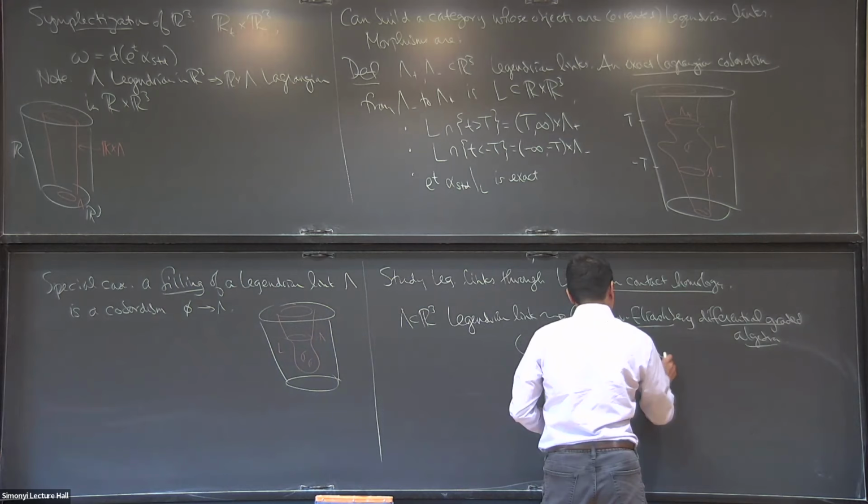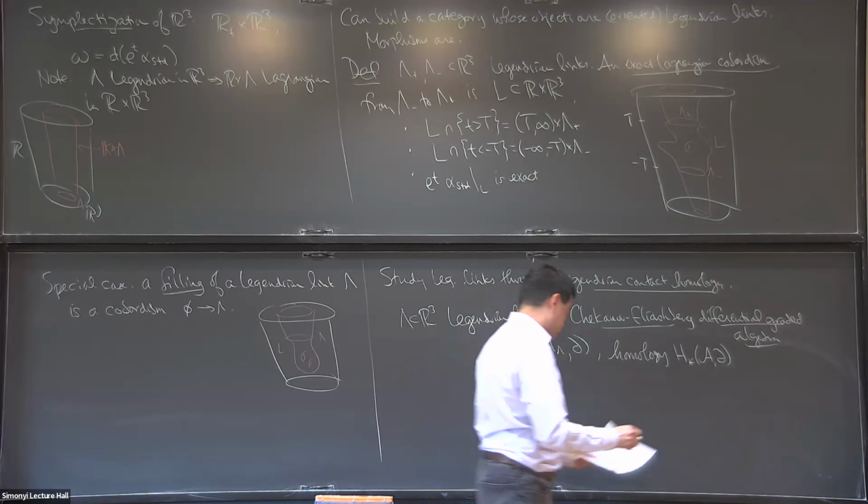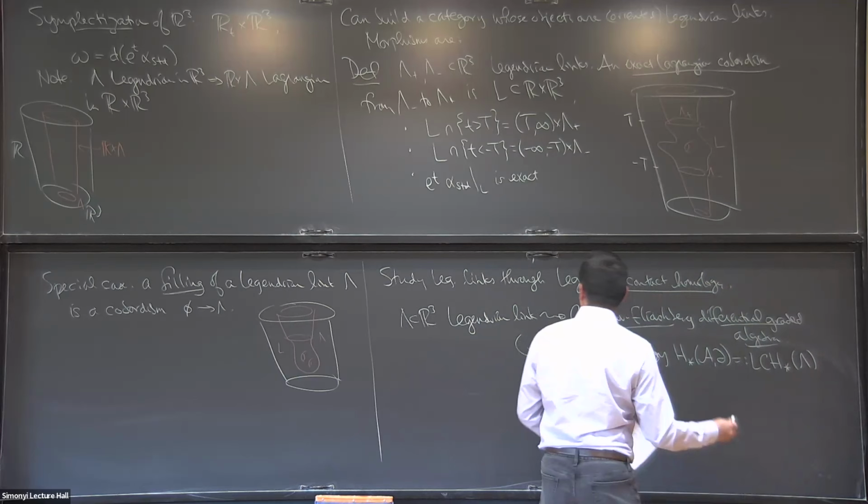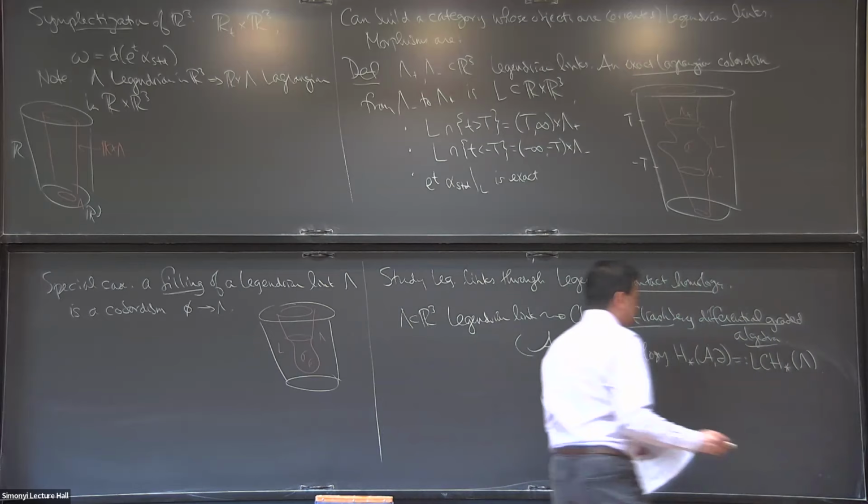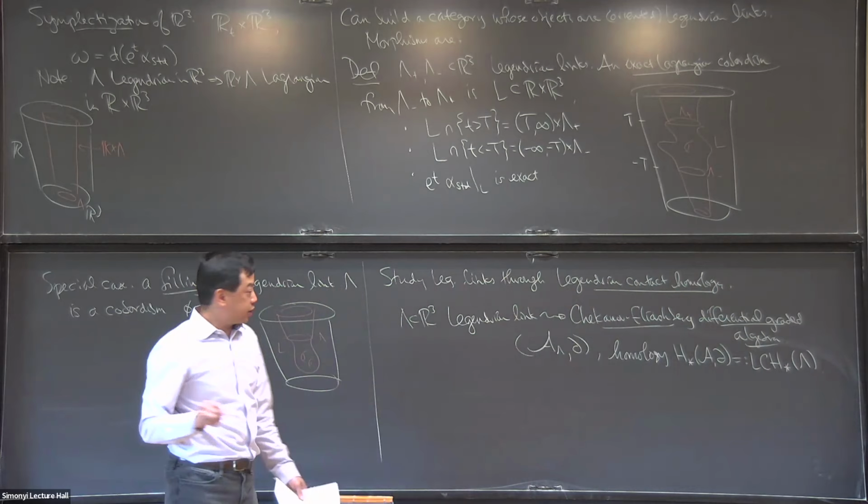so this is some sort of graded algebra. If you take its graded homology, this is Legendrian contact homology. So I'll write it LCH star of lambda. Okay. And I will say something about this, but again, let me just try to say some general facts about it.